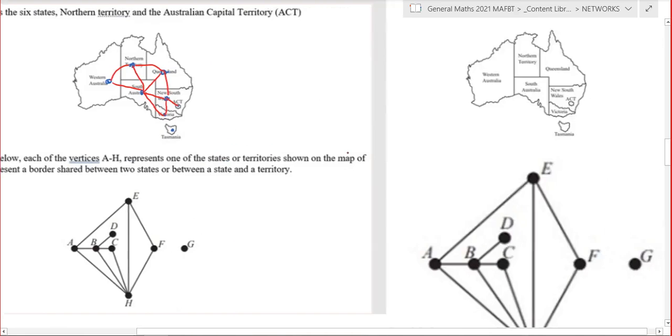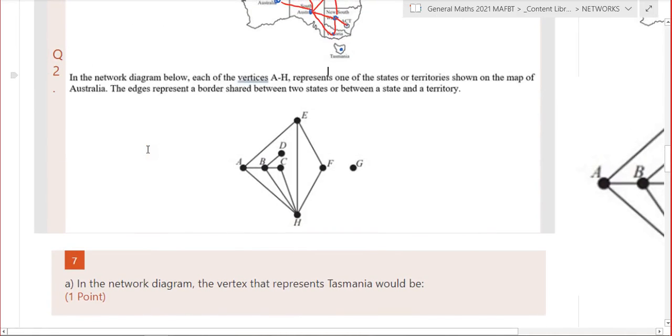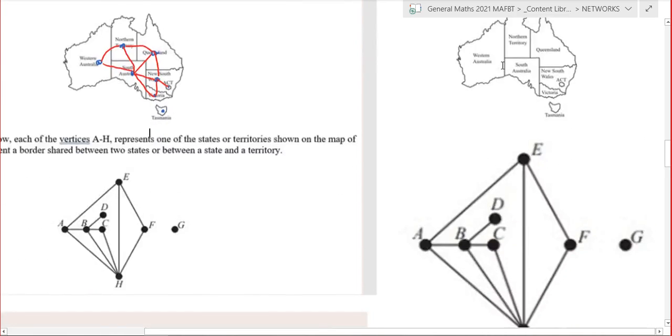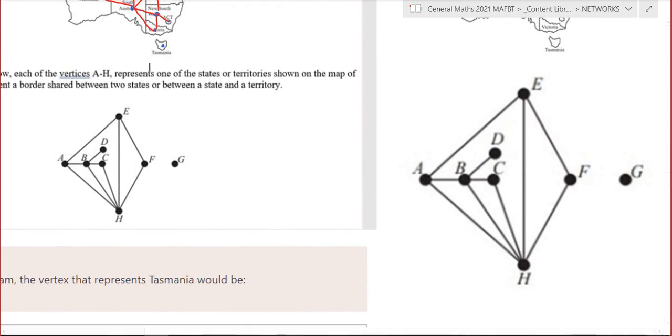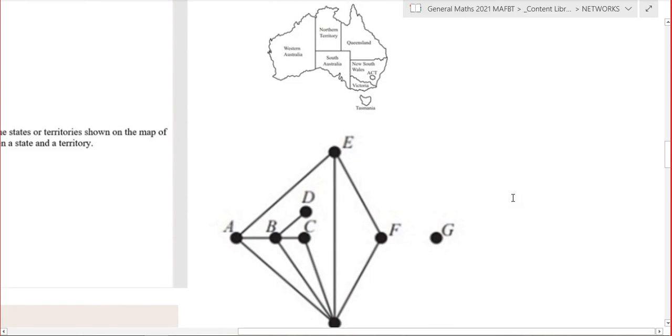Now, what you should do for this question is label the vertices properly so you know what's what. What I've done here is I've made it a bit bigger, and I'm going to label the vertices first so I know what's what. I know G is going to be Tassie, because it's by itself. There are no direct connections to it, so it's not connected.